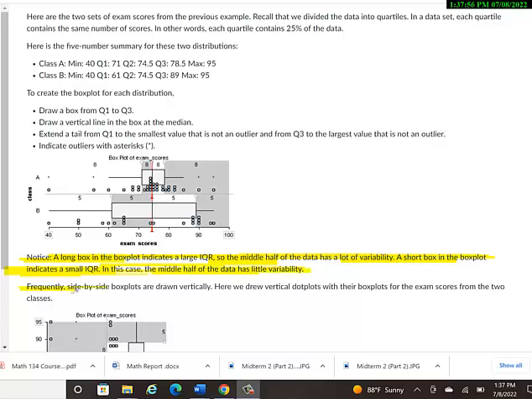Frequently, side-by-side box plots are drawn vertically, so you see one box plot above the other. Here we drew vertical dot plots with their box plots for the exam scores from the two classes.